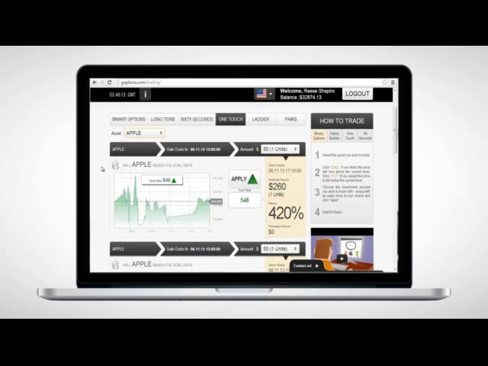So let's look at an example on Apple, which is a U.S. stock. Now here, I'm looking at a goal rate of 546, and that's compared to a current stock price of 525. Now this option will expire on November 8th, which is 2 days from now, at 17:10.